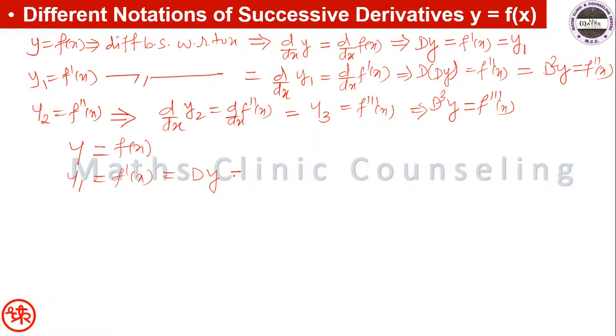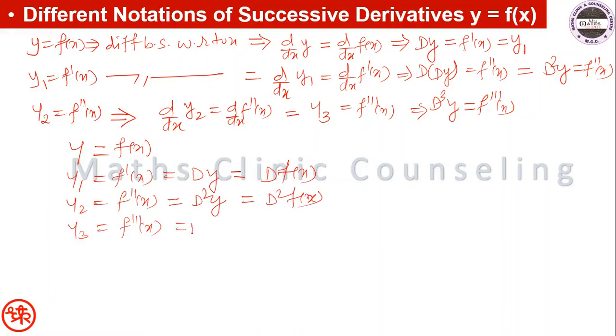Is that clear? And this is also equal to d of f of x. Similarly, y2 is what? f double dash of x, the second derivative, that is d2 of y, and that is equal to d2 of f of x. Then y3 is equal to what? The third derivative, f triple dash of x, and that is equal to d3 of y, and this is equal to d3 of f of x.